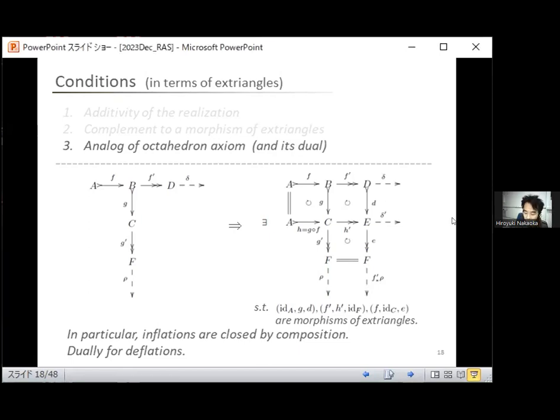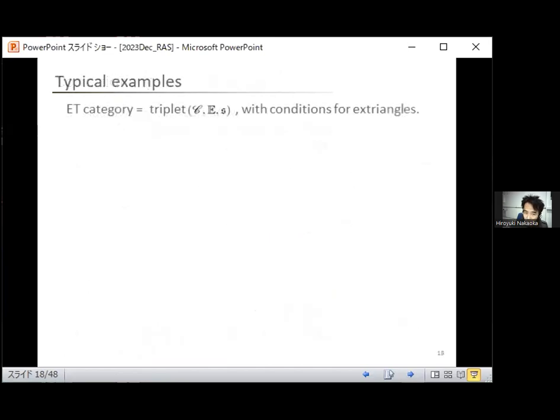The two typical examples of ET categories are exact categories and triangulated categories. The first example is an exact category. Suppose that C, S is an exact category. Here S denotes the conflations for the exact category, namely a given class of kernel-cokernel pairs satisfying some conditions.